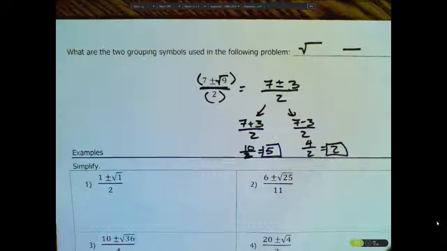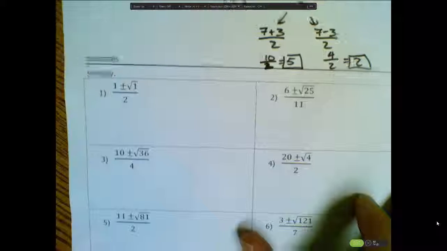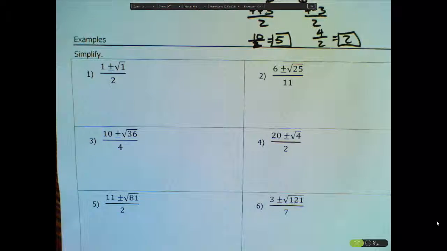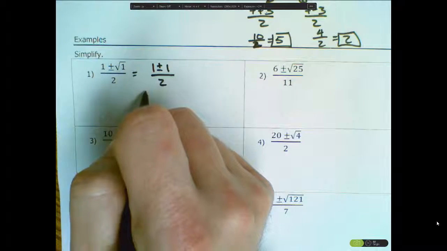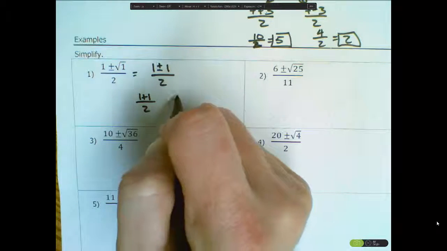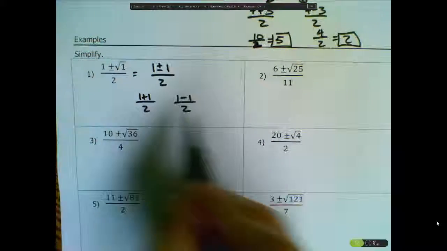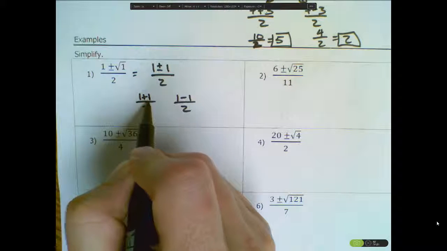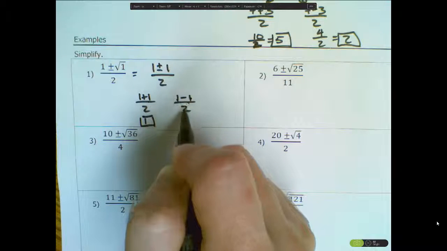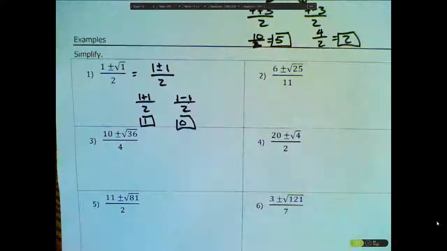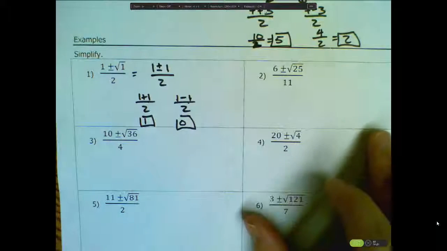Okay. What I'd like you to do now is go ahead and pause the video and try one of these problems here, and then I will go ahead and solve it for you. Okay, now that you have unpaused the video, let's go ahead and look through these questions here. So here, the square root of 1 is 1, so I have 1 plus or minus 1 divided by 2. We have 2 math problems, 1 plus 1 divided by 2, and 1 minus 1 divided by 2. 1 plus 1 is 2, 2 divided by 2 is 1. 1 minus 1 is 0. 0 divided by 2 is 0. Go ahead, pause it and try the second one.